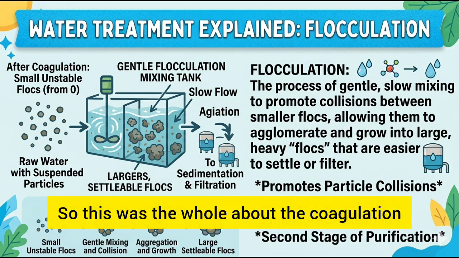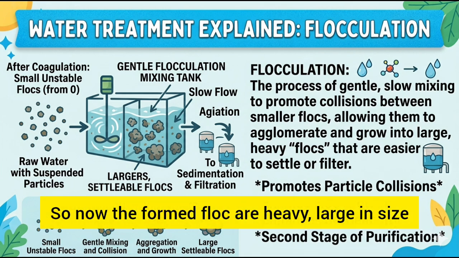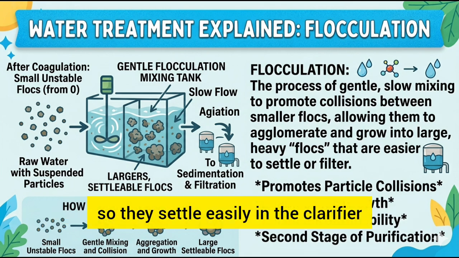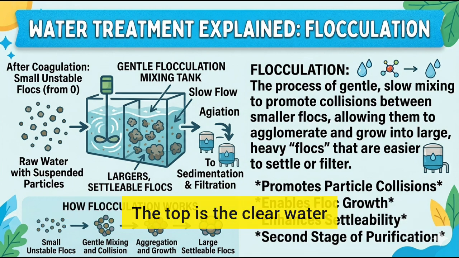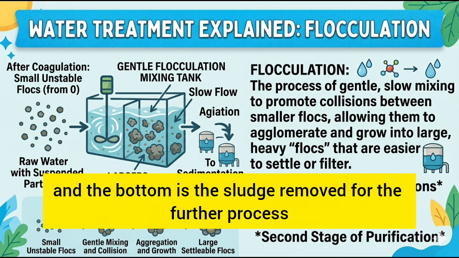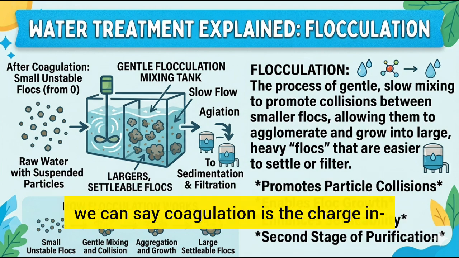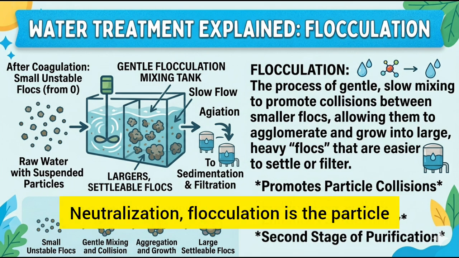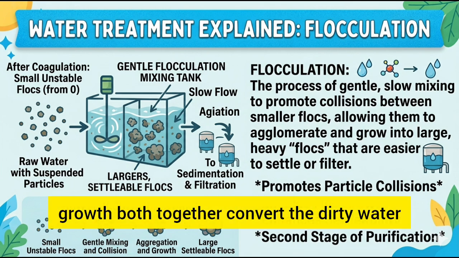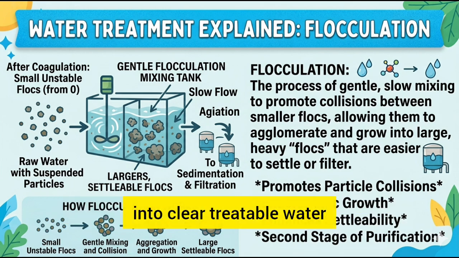So this was the whole about coagulation and flocculation. Now the formed flocks are heavy, large in size, so they settle easily in the clarifier or the settling tank. The top is the clear water and the bottom is the sludge, removed for further processing. In simple words, coagulation is the charge neutralization, flocculation is the particle growth. Both together convert the dirty water into clear, treatable water.